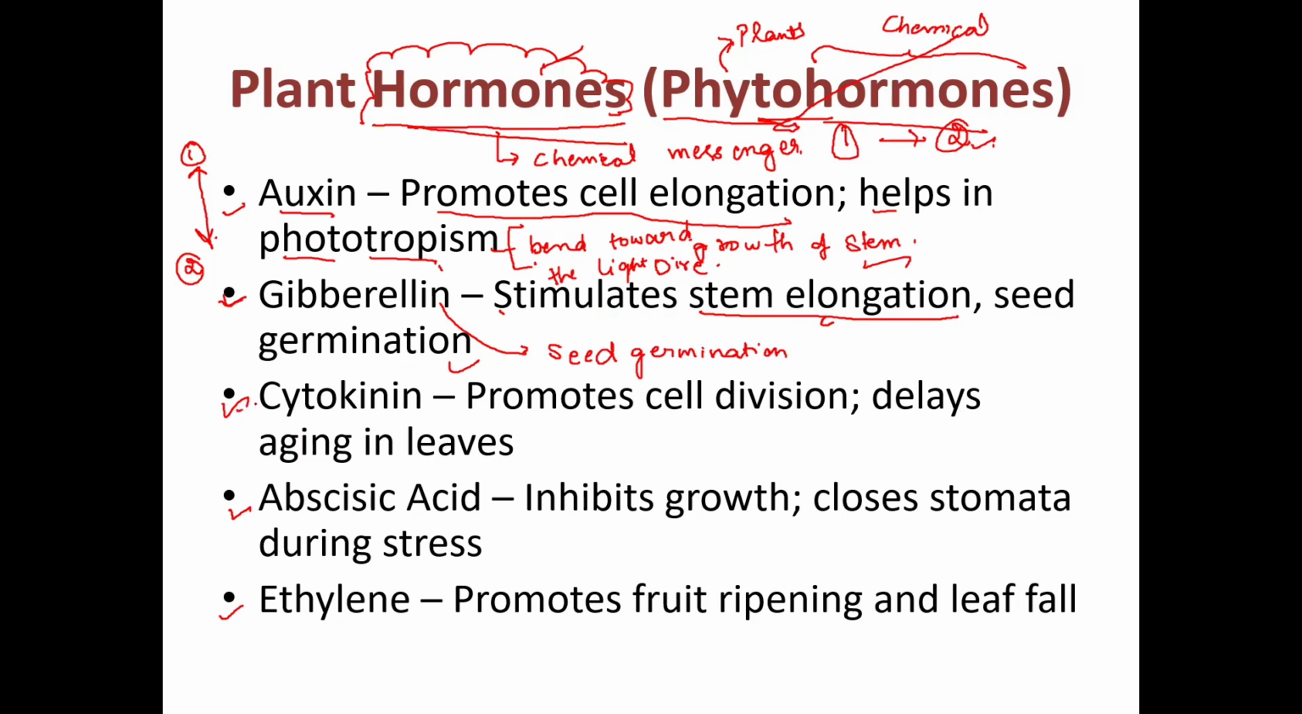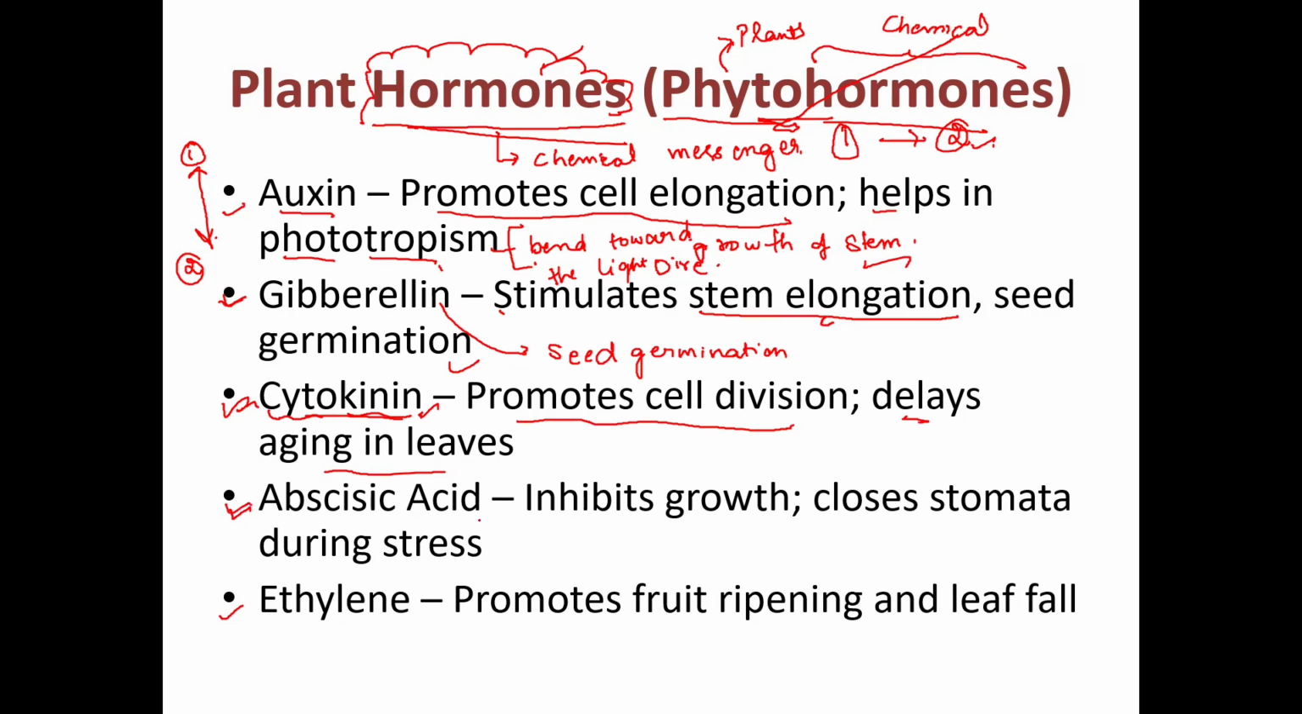Coming to the other hormone, cytokinin. Cytokinin helps in cell division. So cyto for cell and kinin means movement. It promotes cell division, cell growth, and delays aging in leaves. So it delays the senescence phase in plants, making the plant bushier with more leaves. It makes a plant more bushy.